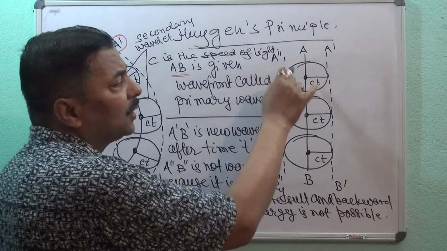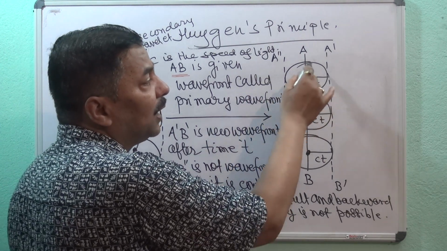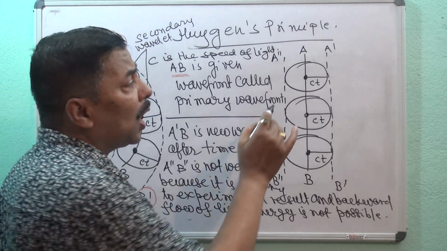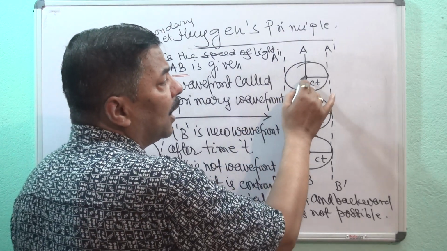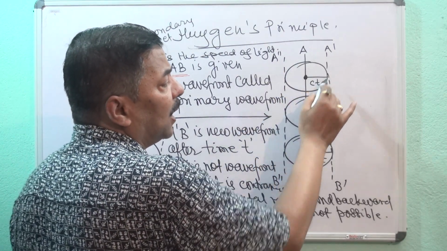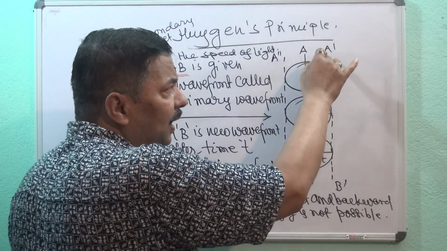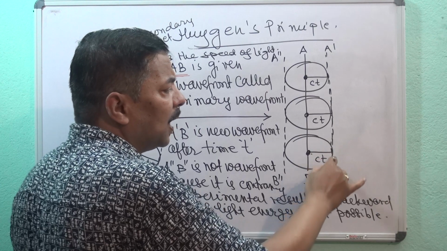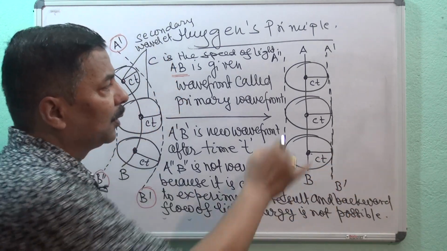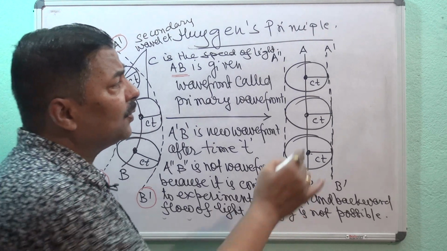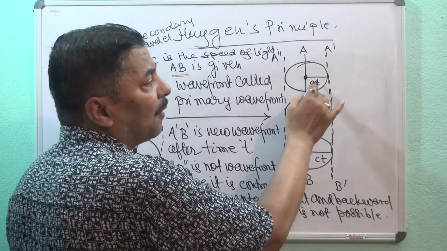When each point behaves as a source, it will emit secondary wavelets in all directions. So after time t, the light will reach here, and again if we take a tangential surface, naturally it will be a plane, and this is your new wavefront after time t.